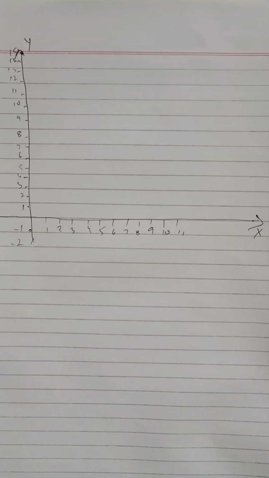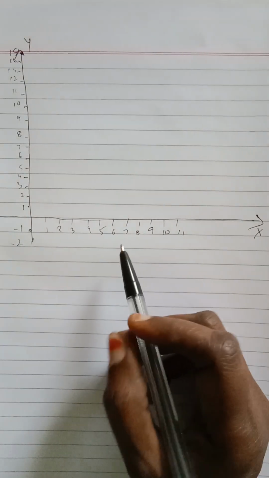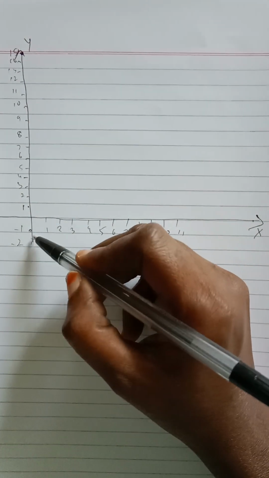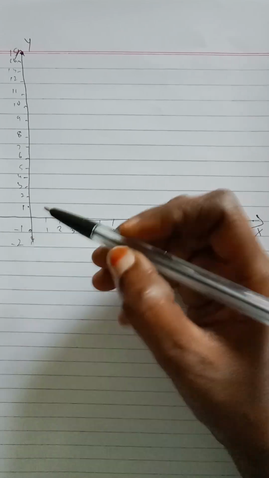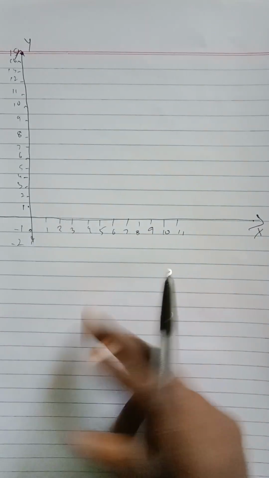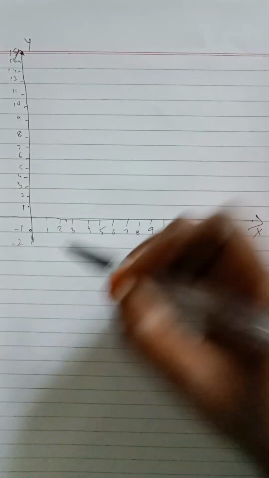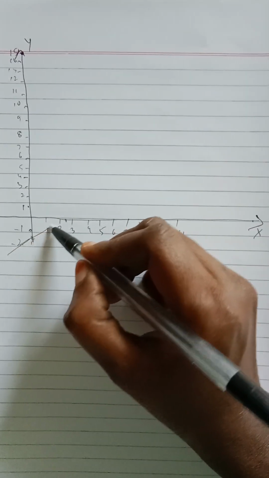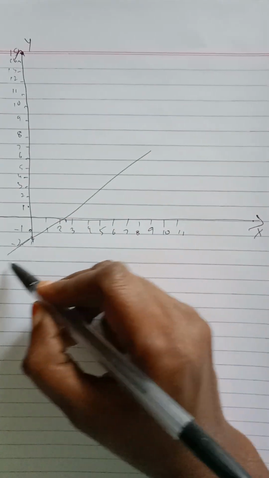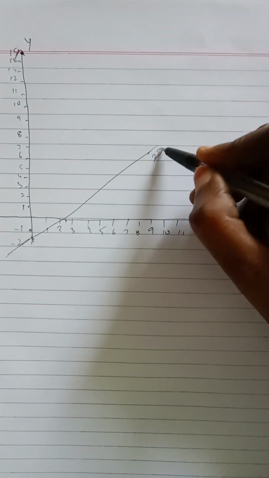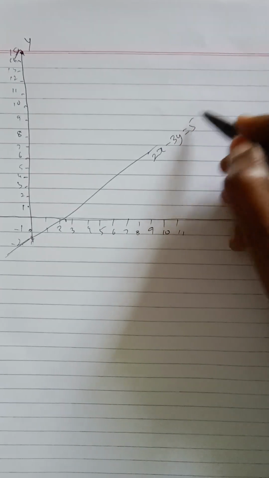Okay, so what are the points? First is 0 and minus 1.66. So 0 and minus 1.66 will be over here, and next 2.5 comma 0. So here is 2.5. So draw the line between these two. So what is this line? This line is 2x minus 3y equal to 5.